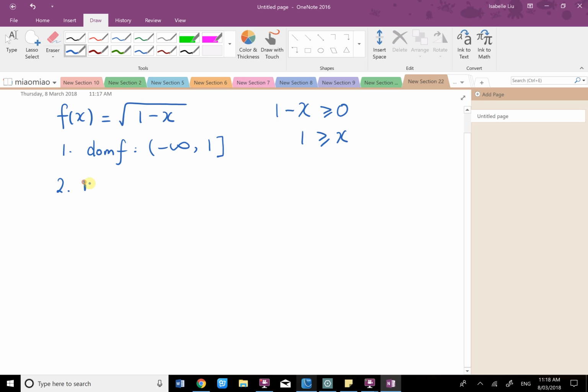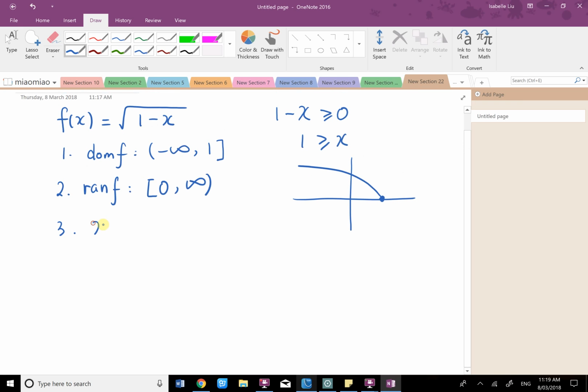Okay, second is, what's the range of f? 0 to infinity. If you think about the shape of the graph, the endpoint must be (1, 0). And because it's a negative x but a positive square root, it will be reflected in the y-axis. So the graph looks like this. So you will have negative infinity to 1 as the domain and 0 to infinity as the range. Okay, number 3, what's the third step?